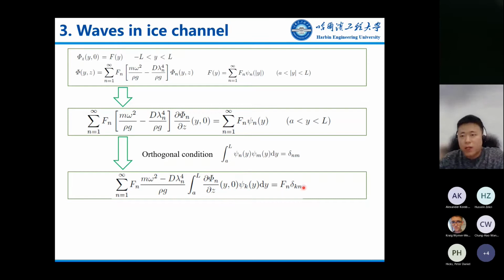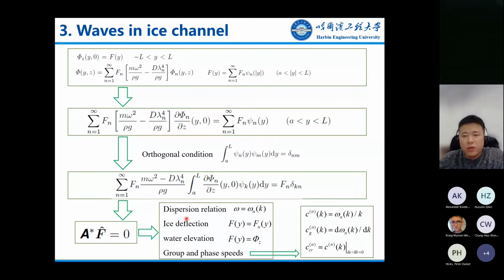We move the right part of the equation to the left, then a homogeneous equation is derived. By solving this equation, we can derive the dispersion relation of the flexure gravity waves, wave profiles across the channel, including the ice deflection and water elevation, and also the group and phase speeds of the flexure gravity waves. Also, the critical speed of the flexure gravity waves can be calculated.